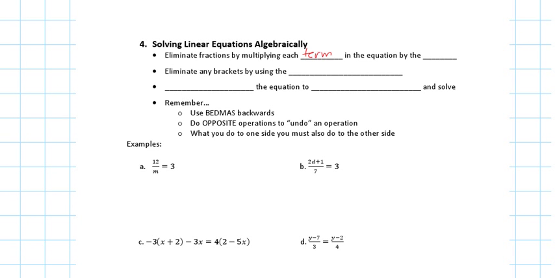the least common multiple. So basically you're finding a common denominator everywhere, okay? For all the terms you want to find a common denominator so you can get rid of that fraction. We'll look at examples to do this. You're going to eliminate any brackets by using the distributive property. How do you spell distributive? D-I-S-T-R-I-B-U-T-I-V-E.